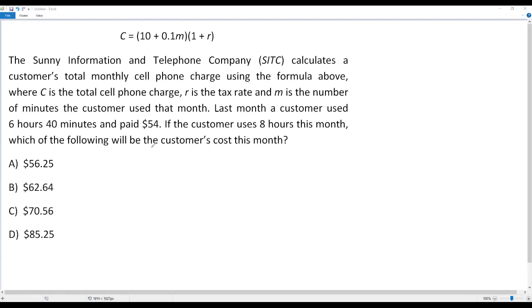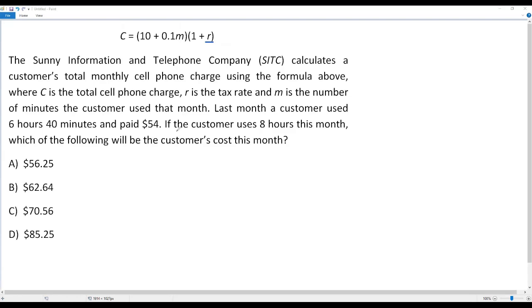Okay, using the given information, we have to find the customer's cost for this month when the customer uses the service for 8 hours. When I consider this formula for the total monthly cell phone charge C, there are two unknowns on the right side. One is M, another one is R. M represents the number of minutes a customer uses that month, and R is the tax rate.